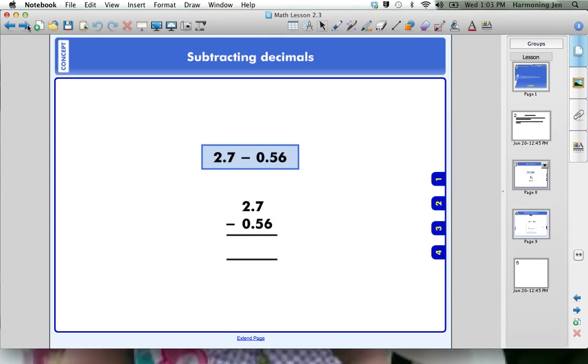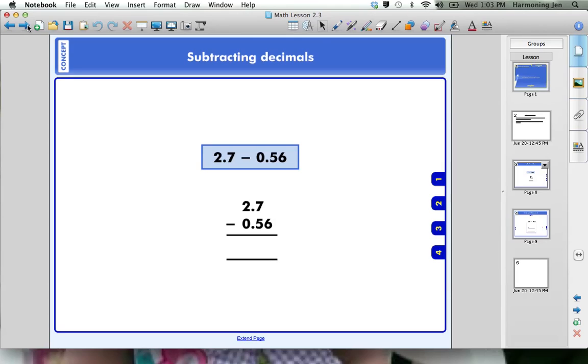Now our first step is always to make a magnitude estimate before we begin. So here we have 2 7/10 minus 56 hundredths. If I'm estimating this using my proper rules for rounding, I'm going to be thinking 3 minus 1 equals 2. So my answer should be somewhere in the ballpark of 2.